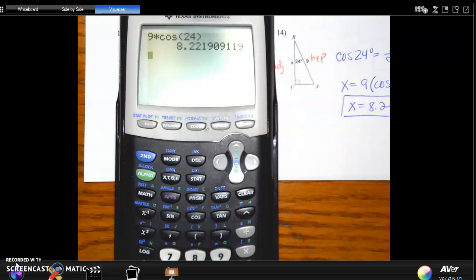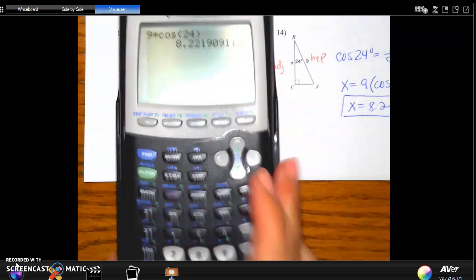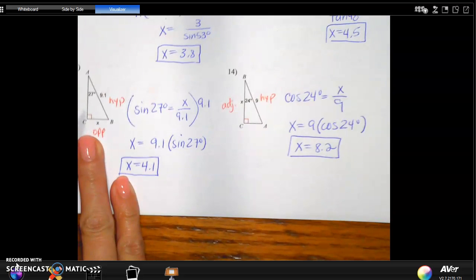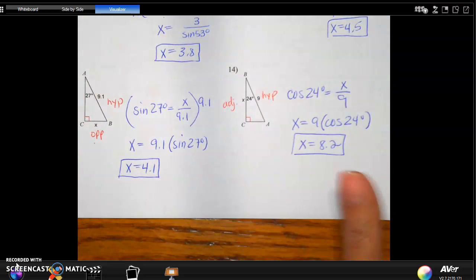Okay, those are the 3 types of problems that you'll be working on for your assignment that is due this Friday. I will post these notes on Canvas for you as well. There's those last 2, and it's really just SOHCAHTOA.